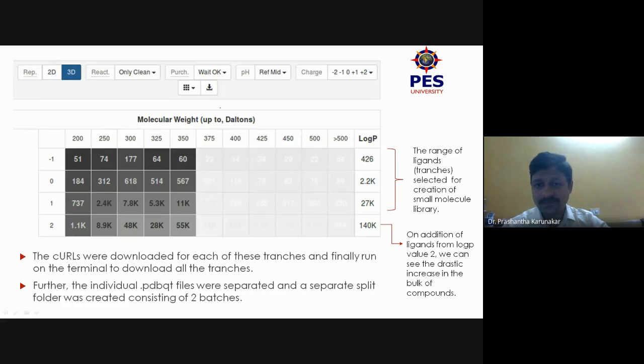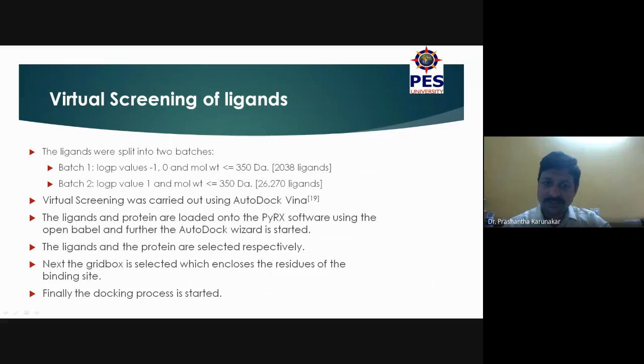We can give the molecular weight from 200 to 350, we can give the charge, and we can also say only clean, we need to have 3D structures. So different criteria that we can give, and based on that, we got something like 28,500. Out of these 28,000 ligands, just for practical aspects, we split them into two batches, 2,000 and 26,000.